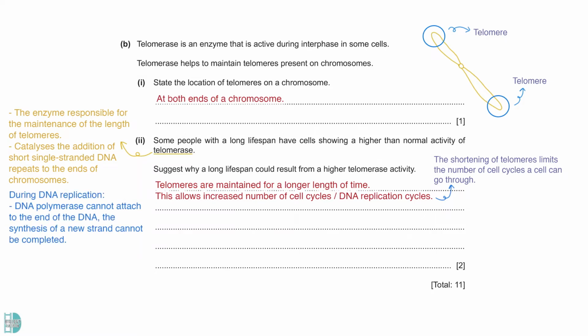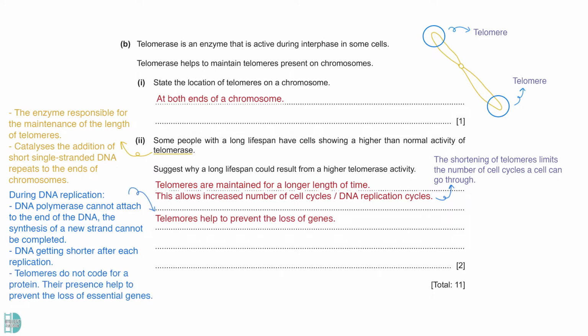During DNA replication, DNA polymerase cannot attach to the end of the DNA, so it cannot complete the synthesis of the new strand. This results in the DNA getting shorter after each replication. Telomeres, which do not code for a protein, help to prevent the loss of essential genes. This is why, when telomeres are critically short, a cell cannot undergo the cell cycle.